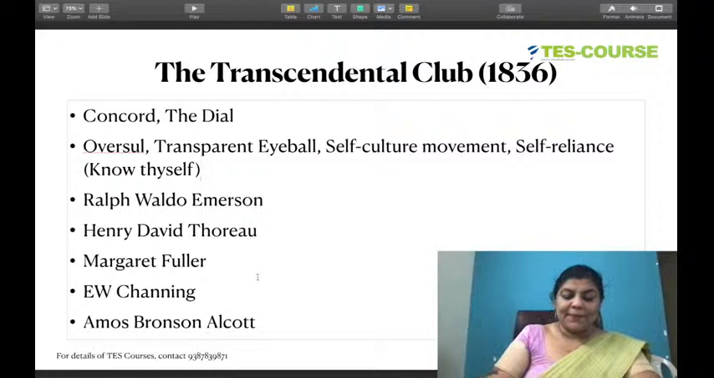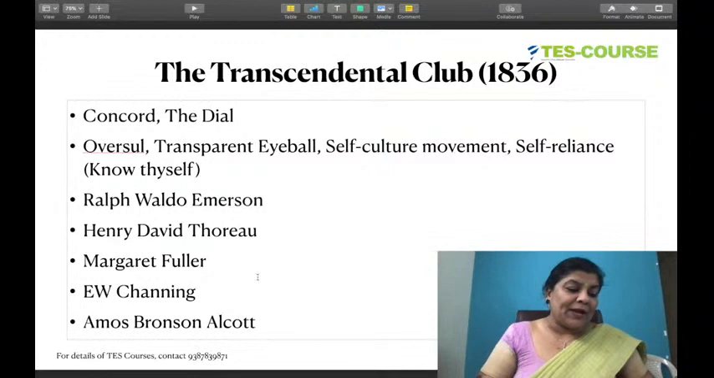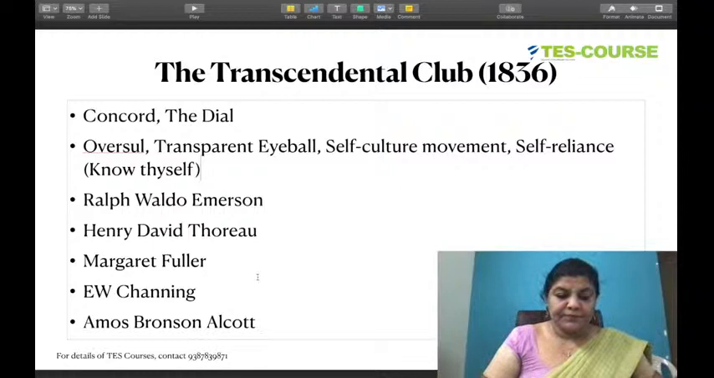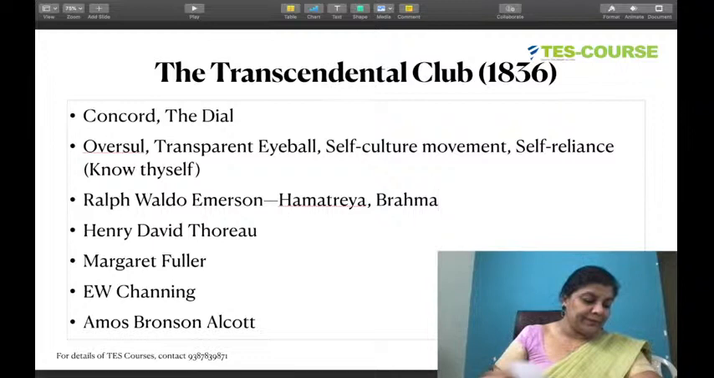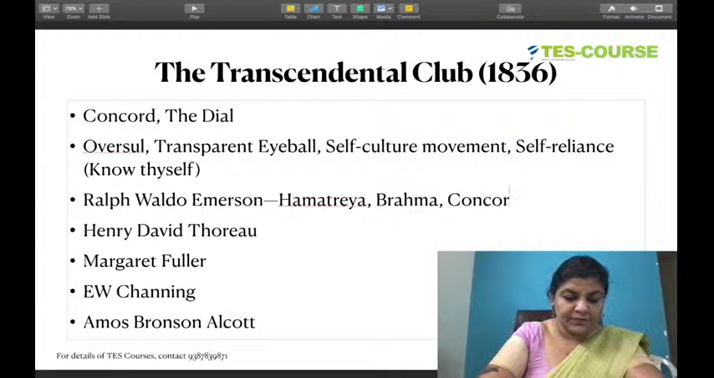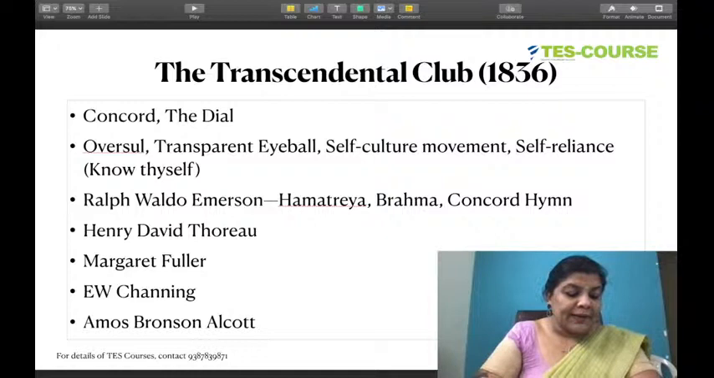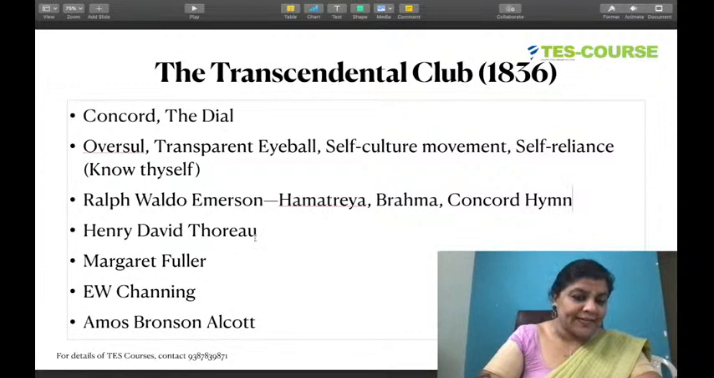Which are the major poems by Ralph Waldo Emerson? Brahma, Hamatreya, Concord Hymn, Uriel. That is right. Which are the major essays by Emerson? Representative Men, Oversoul, The American Scholar, Self-Reliance. Henry David Thoreau wrote Civil Disobedience.